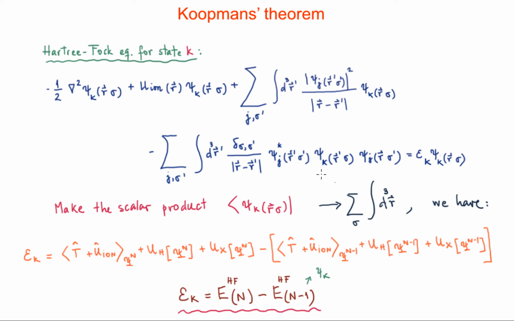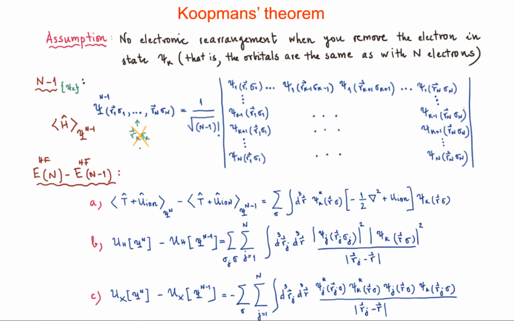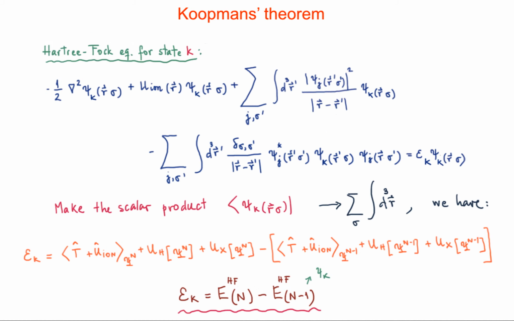And when you're doing the scalar product on the left hand side, you actually have the same expression corresponding to the sum of these three terms here. So this way we are proving that ek is actually the energy difference between the state with n electrons and the system with n-1 electrons, considering that the electron you're removing is in state ck.